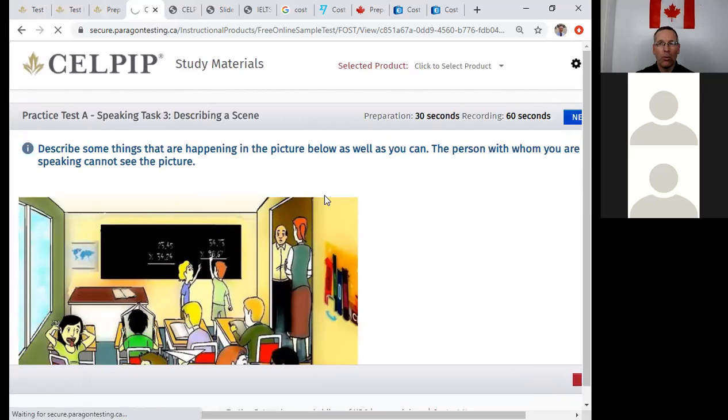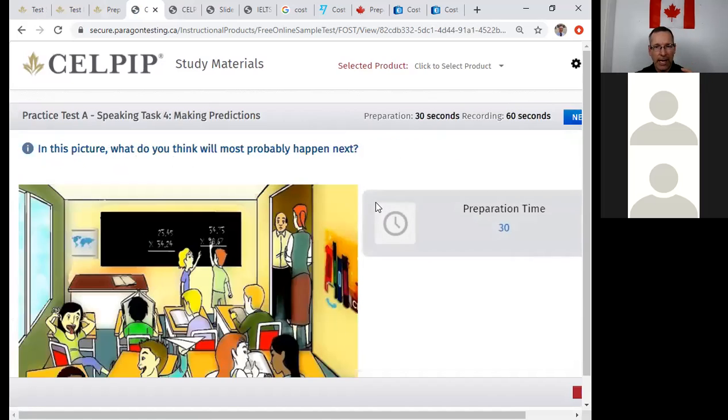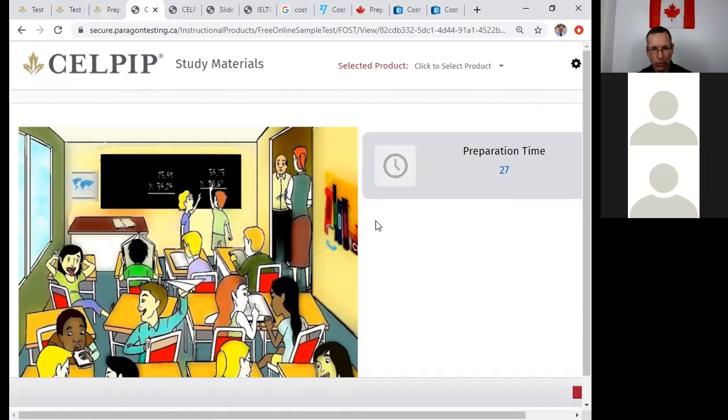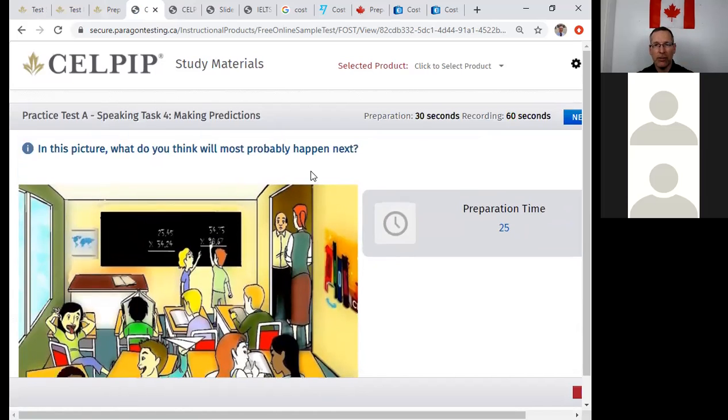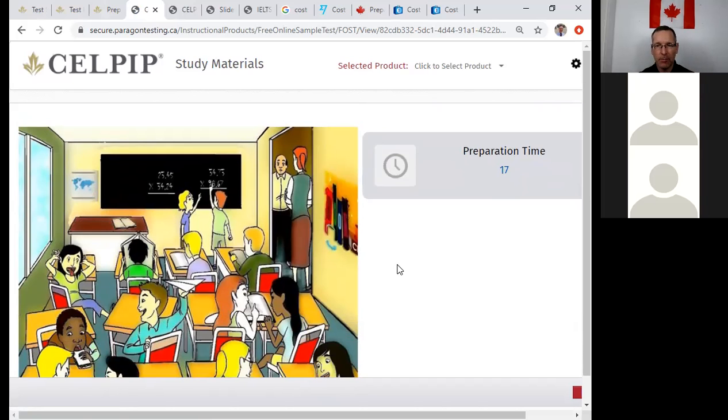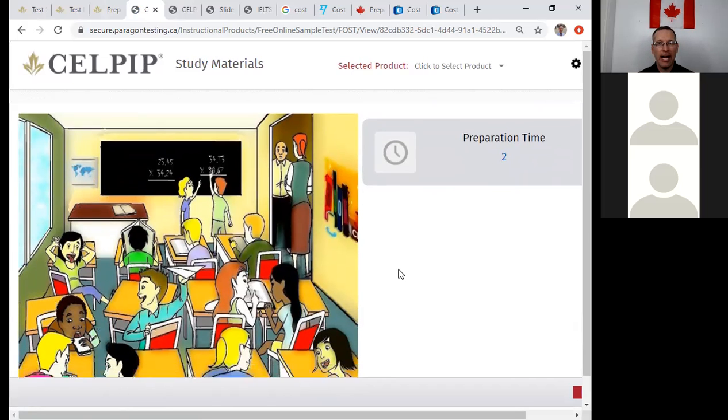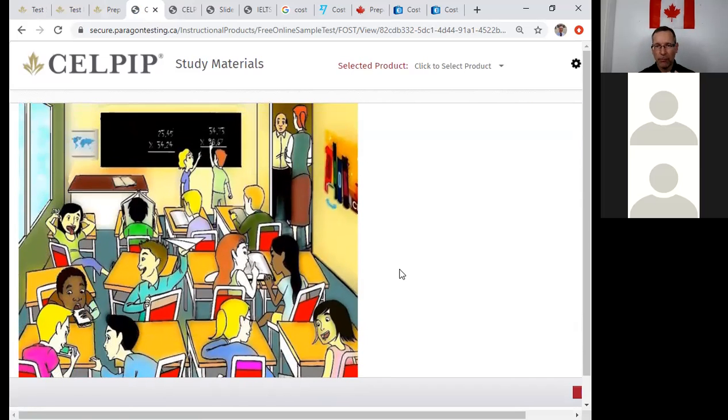So with part 4, you have the same picture. In this case, it's the children and the teacher. But here you need to make a prediction. What do you think will probably happen next? Now, most times students just focus on the immediate next. So they'll say the teacher will come back in the classroom and all of the students will listen to her, or she'll start scolding them or getting angry with them, which is fine.